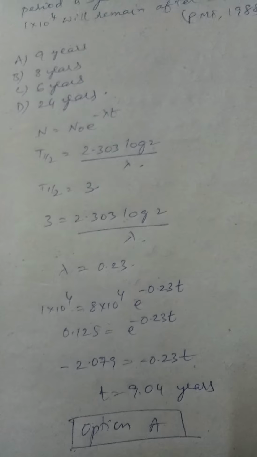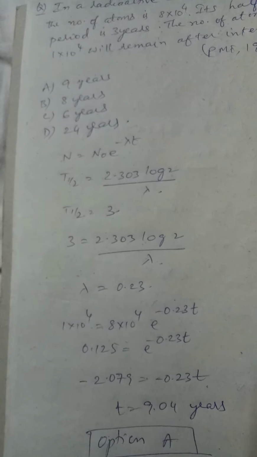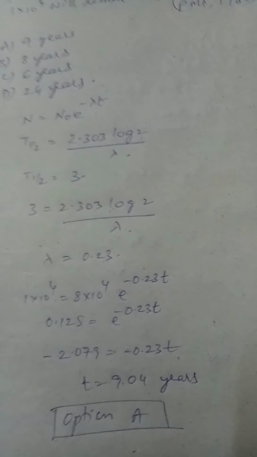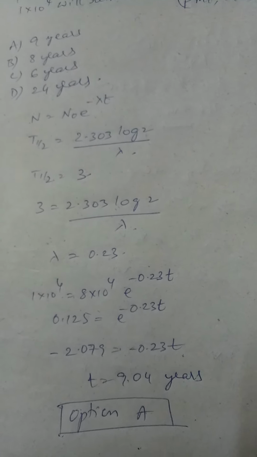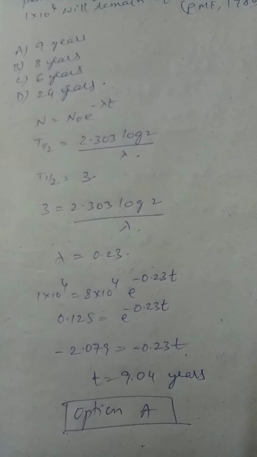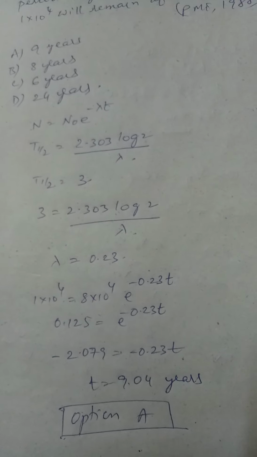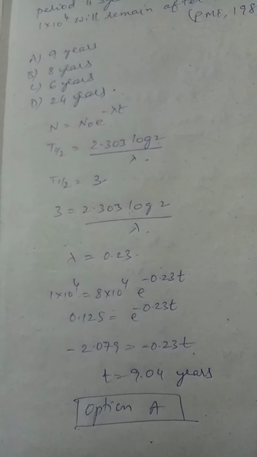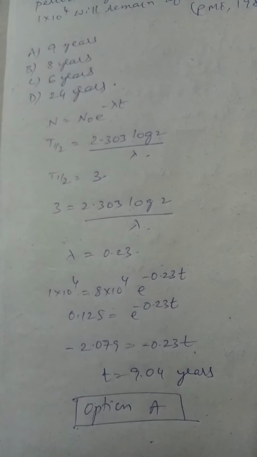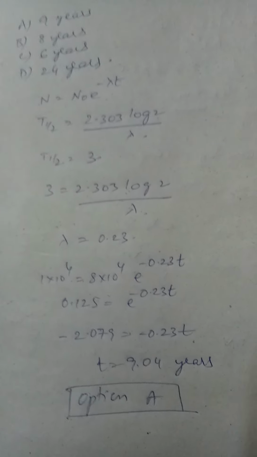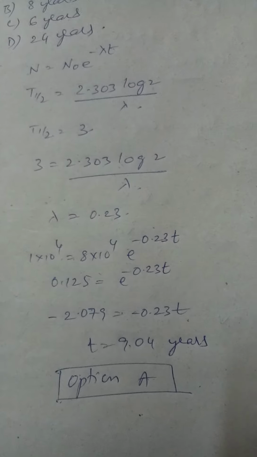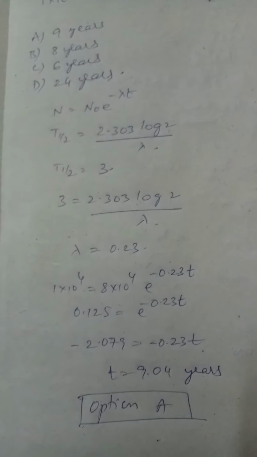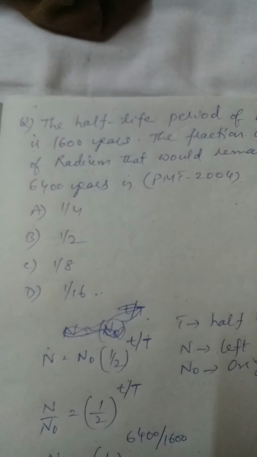So now put it in the equation. Say the number left, that is N, is 1 into 10 power 4. The original number is 8 into 10 power 4, that is N0, multiplied by e to the power of minus 0.23 t. We have to find the value of t. So take logarithms both sides to the base e, not base 10. You should take to the base e. So you get the following expression, and when you solve it, you get t is equal to 9.04 years. The closest option is option A, so option A is the right answer. Let us go to the next question.